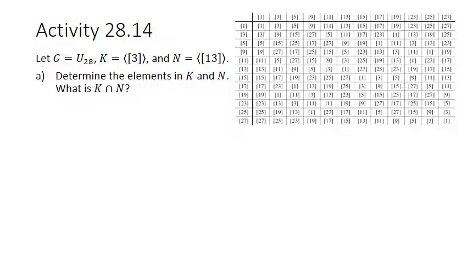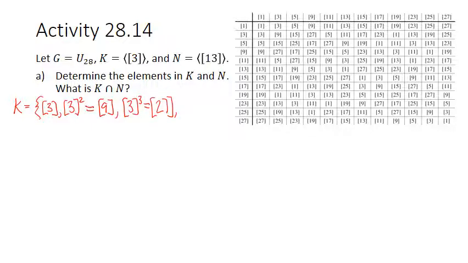Okay, so let's go ahead and go over the answers here. So we need to determine the elements in K and N, and then figure out what their intersection is. K is going to be the cyclic subgroup generated by 3. So first of all, it's going to have 3, and then it's going to have 3 squared. The operation in U28 is multiplication, so that's why we're doing squares and not integer multiples. So that's going to be 9. Okay, and then we do 3 cubed, which is 27.